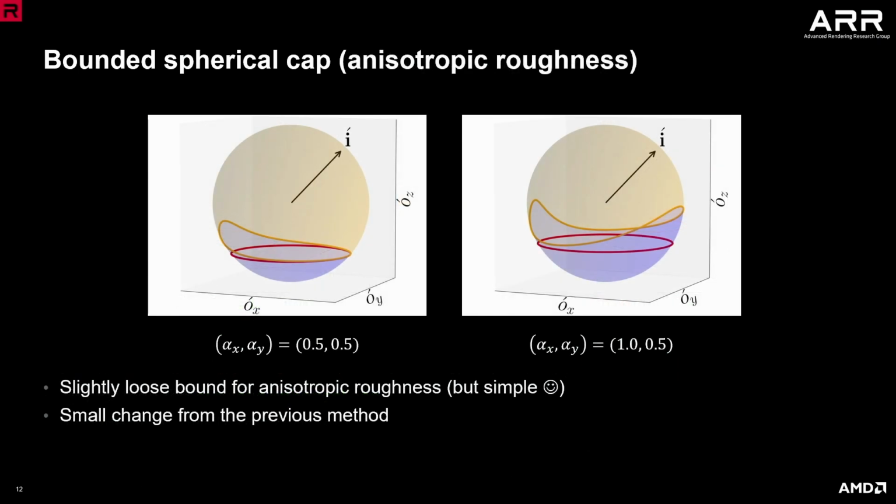For the anisotropic roughness, we introduce a bound by reusing the lower bound from the isotropic roughness. It is slightly looser than the isotropic bound. However, it is still analytical and easy to evaluate. Since we only changed the height of the spherical cap from the previous method, the sampling algorithm is simple and only requires a slight change from the previous method.